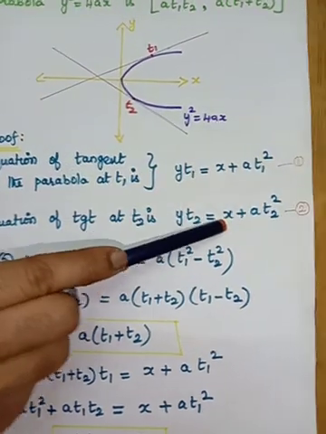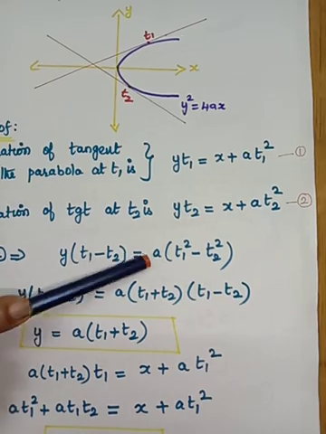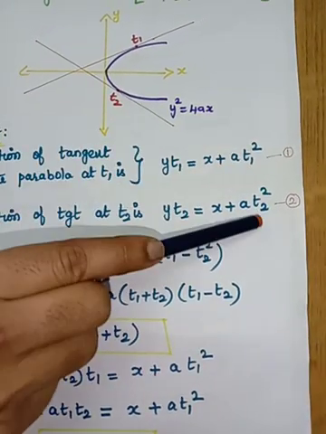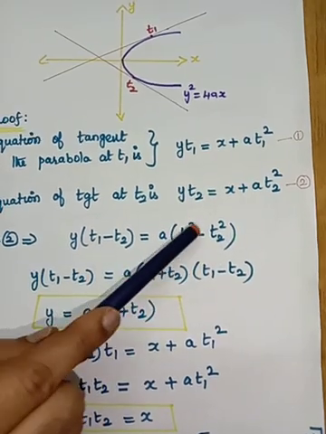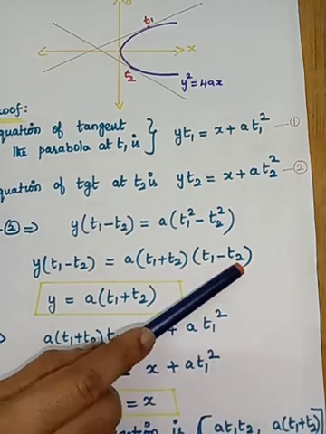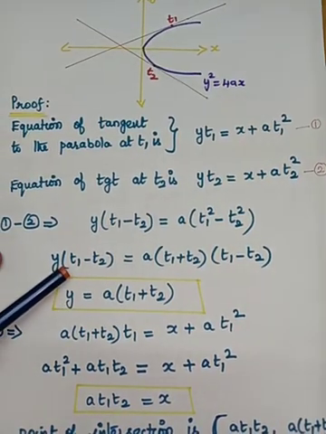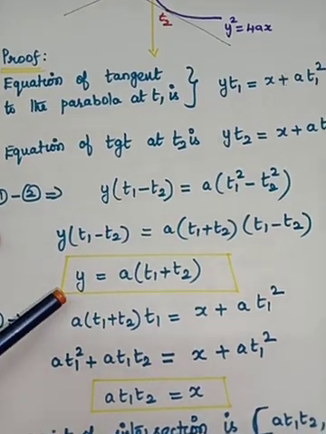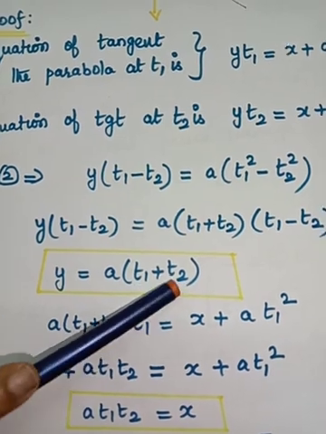So these two x terms get cancelled. The next term, a is common, so it is t1 squared minus t2 squared. It is in the form of a squared minus b squared, so it will be (a plus b) into (a minus b). So t1 minus t2, here this side t1 minus t2 gets cancelled. So you have y is equal to a into (t1 plus t2).